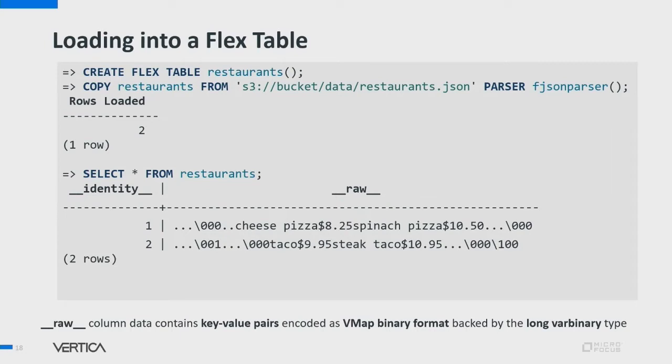You have an identity column that identifies each of the rows uniquely, and then you have this raw column that stores all the row information. So all the fields are clubbed into a single column, and they use this proprietary format called VMAP binary format, which is essentially a key value data type, and it is backed internally by a long var binary type.